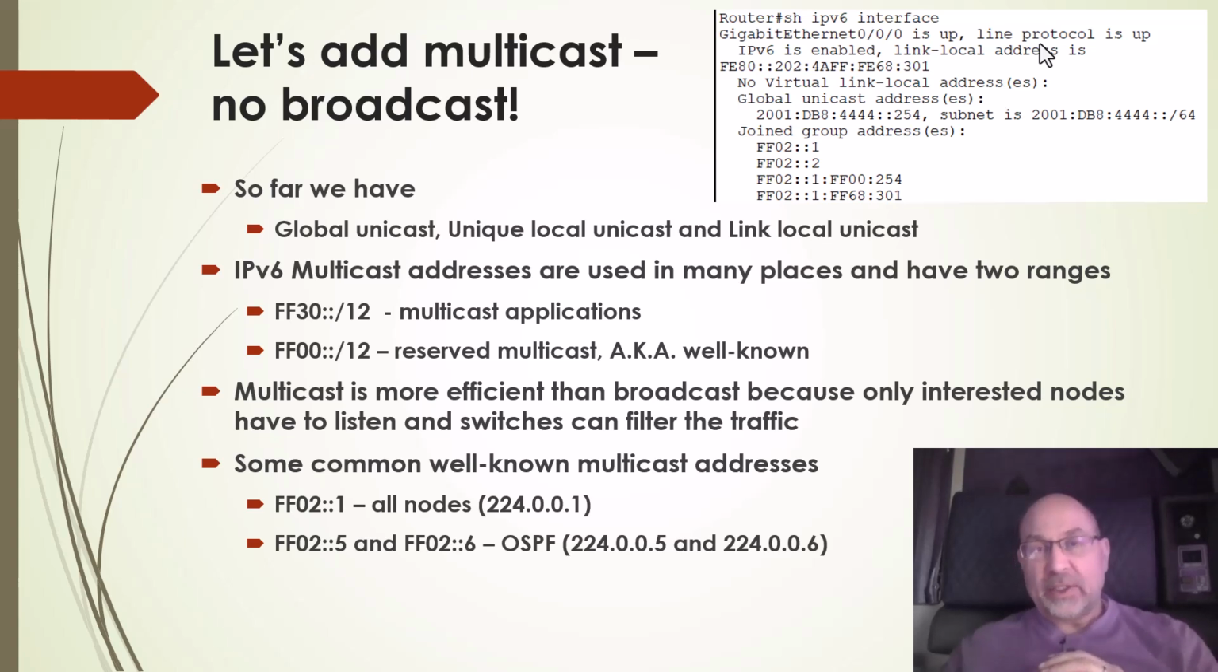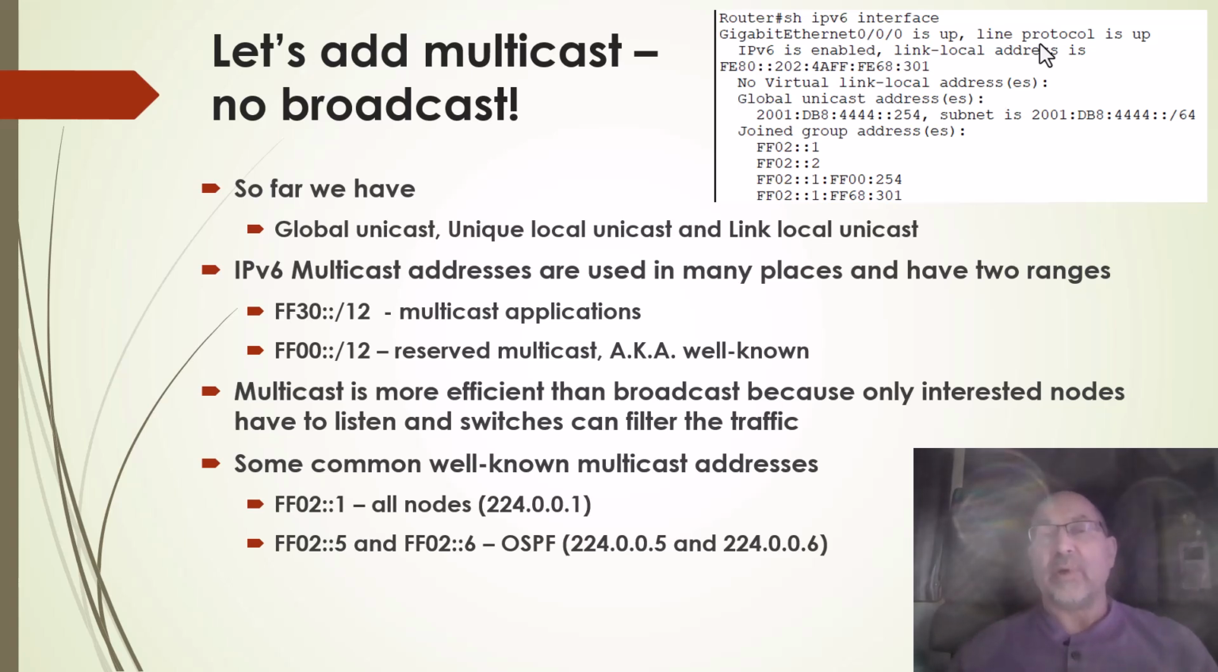Well, multicast is way more efficient than broadcast. Broadcast is a lot of pollution on the network. Everybody has to listen to it, and it goes everywhere in a layer 2 topology. So it goes throughout all the switches and is only bounded by a router. Now, the nice thing about multicast is that it's only sent to, or only listened to by, nodes that care about that particular multicast address. And switches can be configured with something like IGMP snooping to only send the multicast traffic where it needs to go.